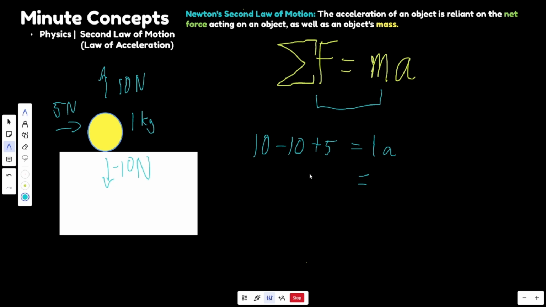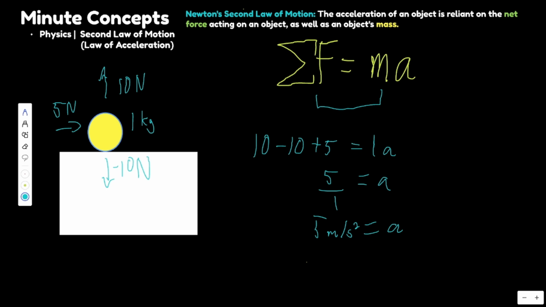Now, since we can simplify, we're basically going to be left with 5 divided by 1 is equal to a. In other words, a is 5 meters per second squared. And that's how we use the second law of motion. So we're basically just getting the sum of all the forces, and we're going to be using the mass of an object to solve for the acceleration.